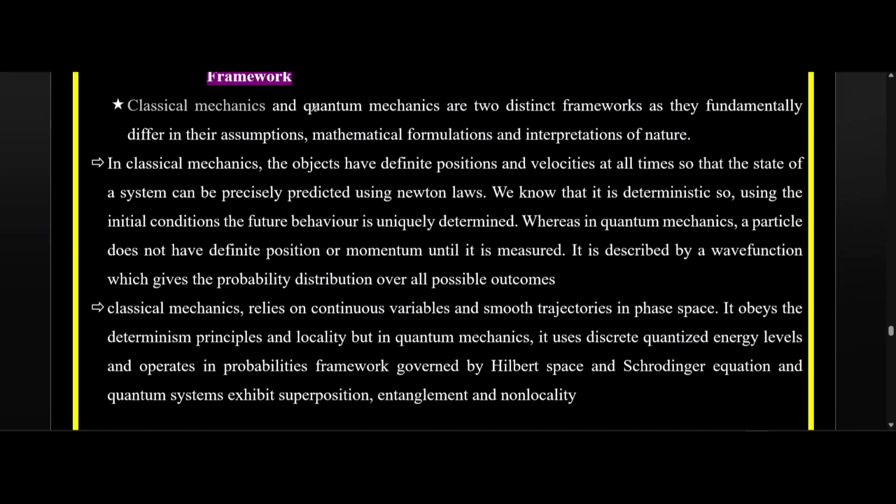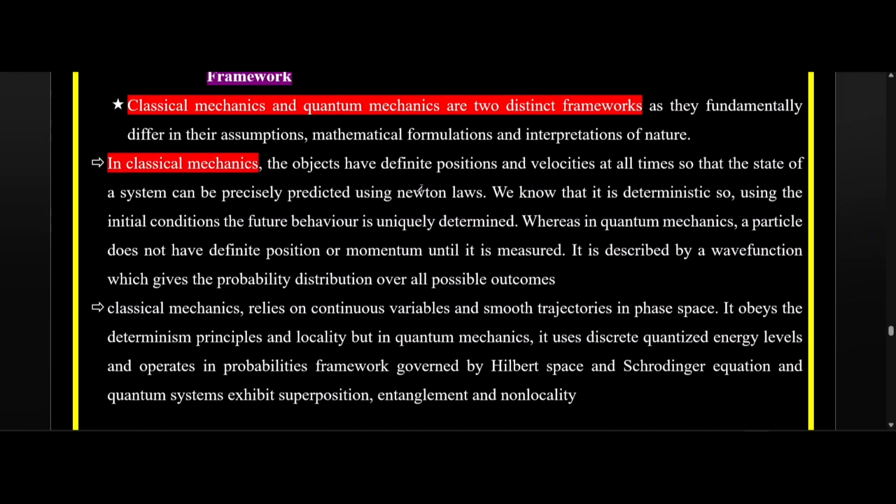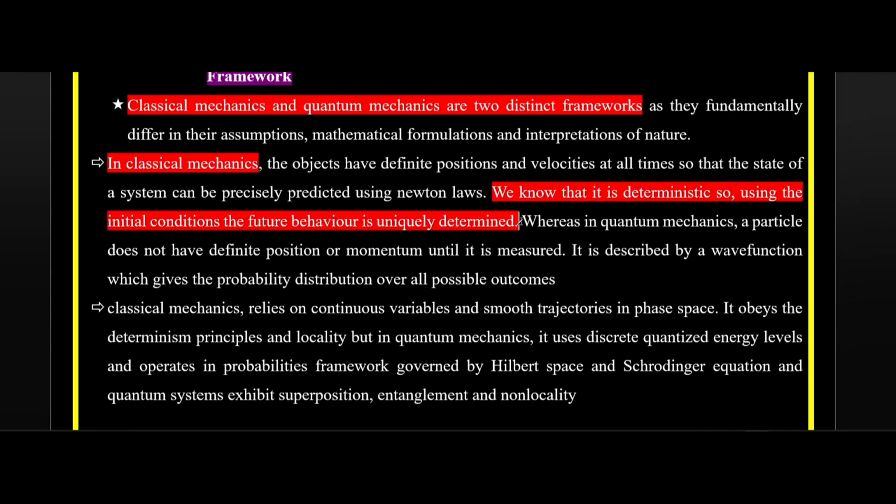Classical mechanics and quantum mechanics are two distinct frameworks as they fundamentally differ in their assumptions, mathematical formulations, and interpretations of nature. In classical mechanics, the objects have definite positions and velocities at all times, so the state of a system can be precisely predicted using Newton's laws. We know that it is deterministic, so using the initial conditions, the future behavior is uniquely determined. That is nothing but the deterministic framework of classical mechanics.